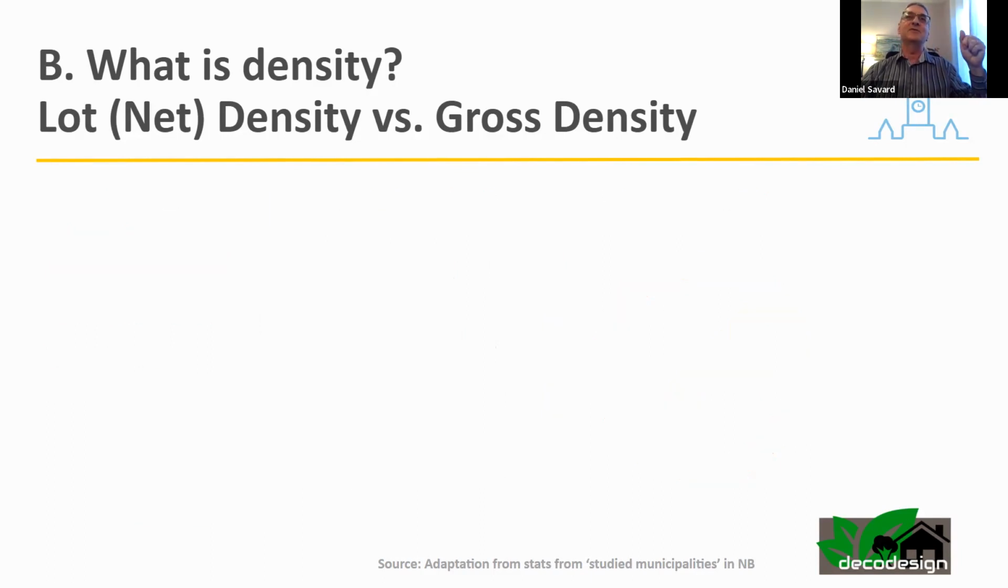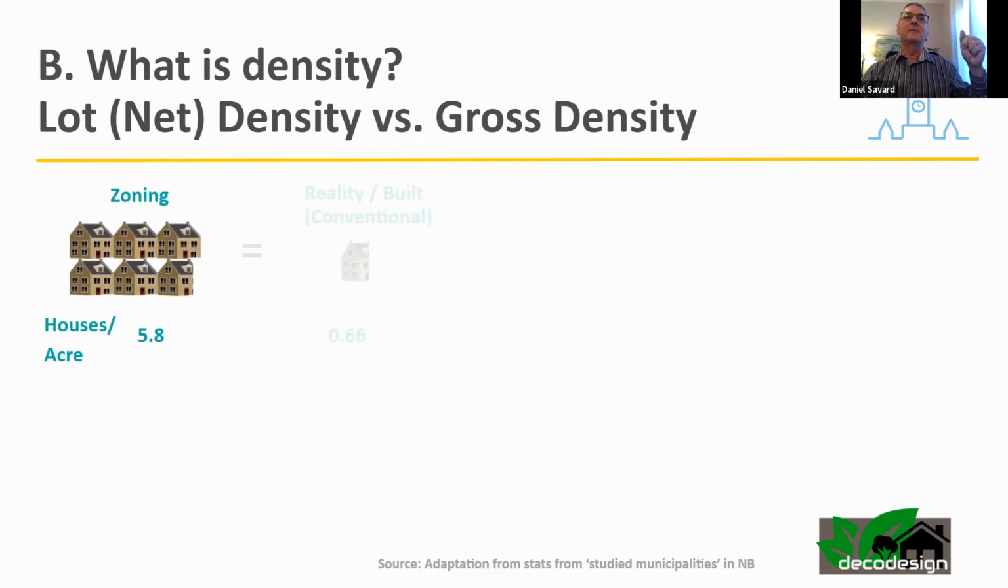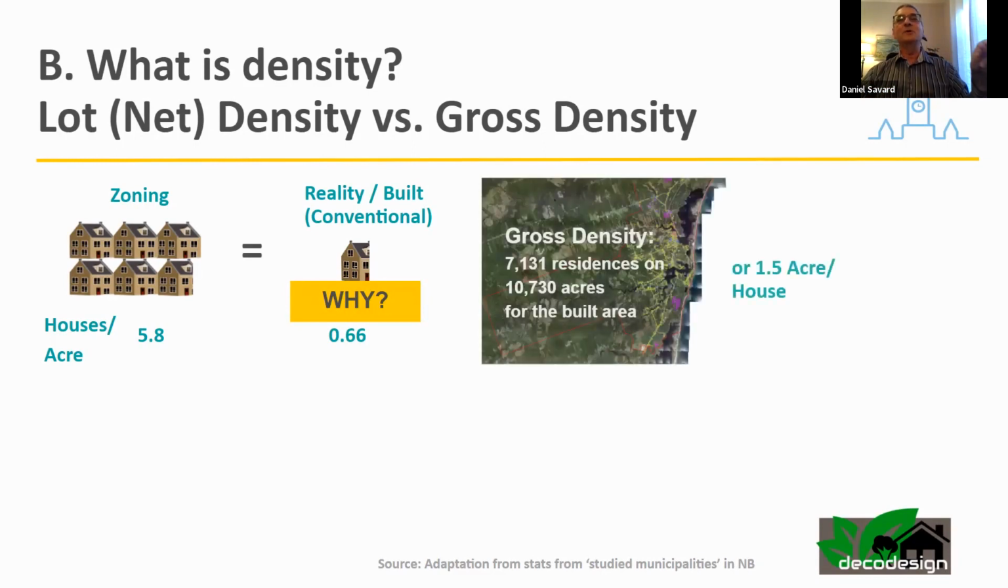And we should ask ourselves, what is really the reality? What is built the conventional way? And in some of these small communities, the reality is going to be 0.66 house per acre, not 5.8 houses per acre. And we should ask ourselves, why is it that when it's built, there's only 0.66 house per acre? We have to understand that gross density is the area that fits with the built area.